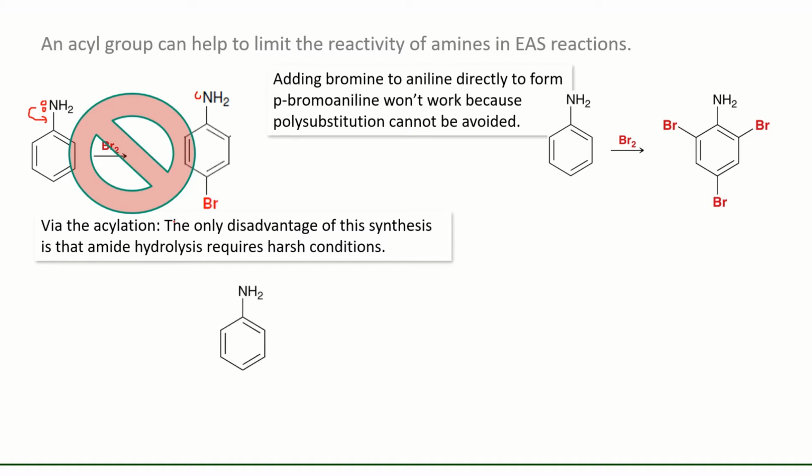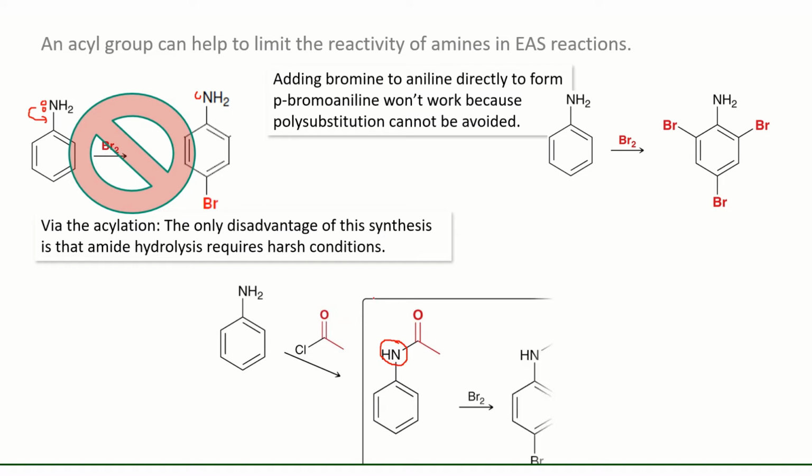But you can see the mechanism here is, first of all, we acylate, and then once we acylate, then of course we've lowered the electron donating ability of this nitrogen, lowered the activation of the nitrogen, and so now we can achieve monobromination followed by our deprotection. Hydrolysis, of course, of these amides can be undergone by both basic and acidic conditions.